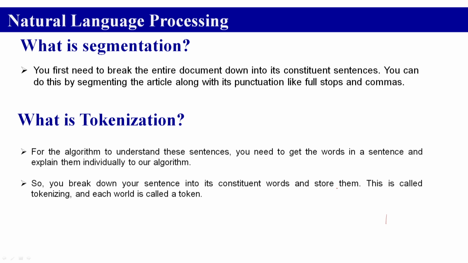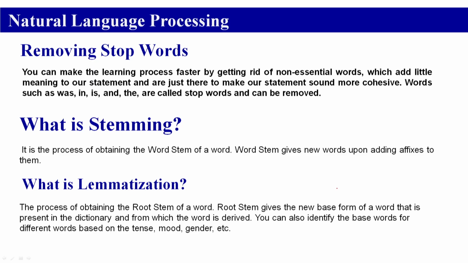That is what is called a token. That helps the computer to make pieces, bits and pieces, and then take the whole thing in one go. You can always make this learning process faster by getting rid of non-essential words. We do that, right? When you speak to friends, many times you use a lot of non-essential words. Why do you use them?